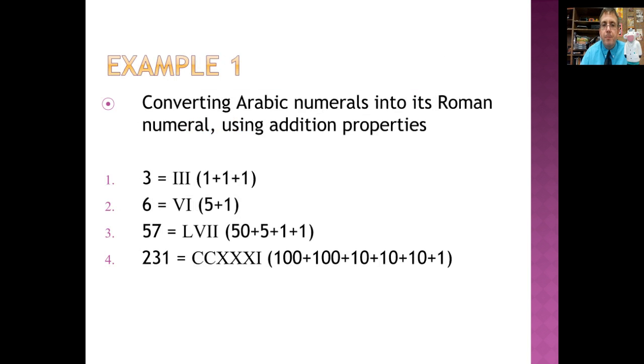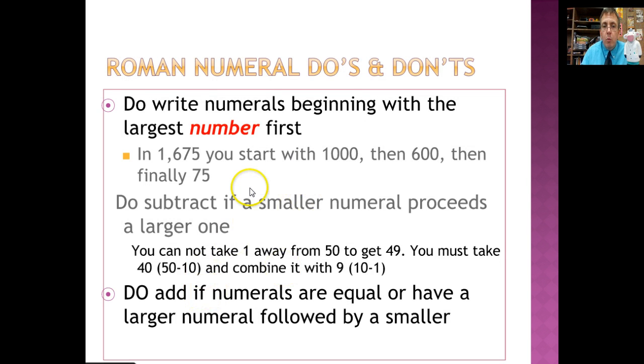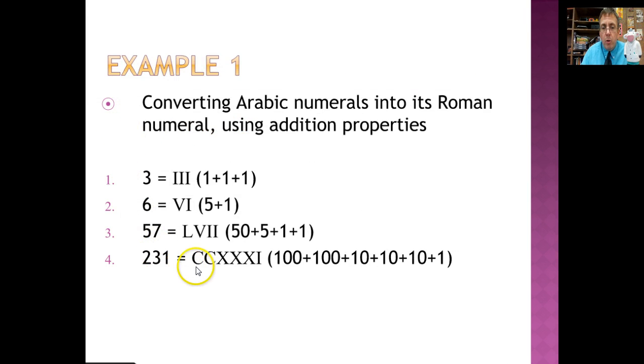So here are some examples. Using the addition properties, 3 would be III, 6 would be VI, 5 plus 1. 57 would be 50 plus 5 plus 1 plus 1. 231 would be 100 plus 100 plus 10 plus 10 plus 10 plus 1. So in this case, going back to our idea about do start with the largest number first, this concept here in the first bullet point. In 231, the largest number is 200. So 2 C's form 200, then 30, 3 X's, then finally 1.